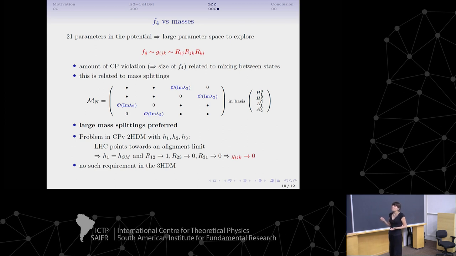So this type of vertex, although possible in the ZZZ model, won't be interesting. It's not really interesting anymore. Not because of any fundamental reason, but because of the experiment. But we don't have any requirement like that for the ZZZ model. So maybe we can see that. Hopefully, I will soon be able to present something more.